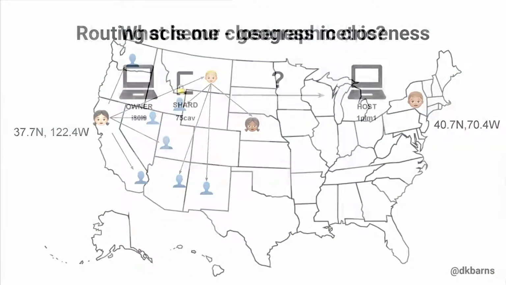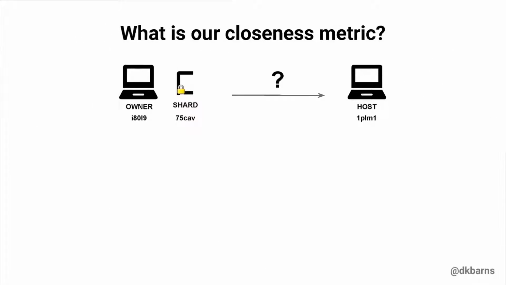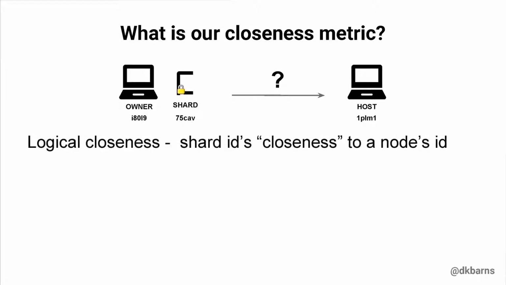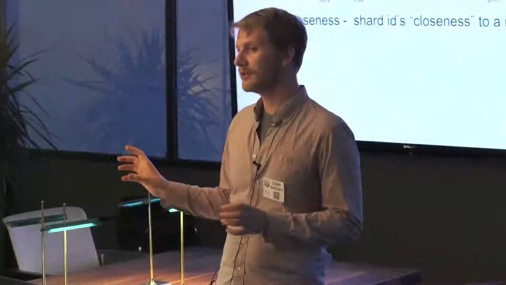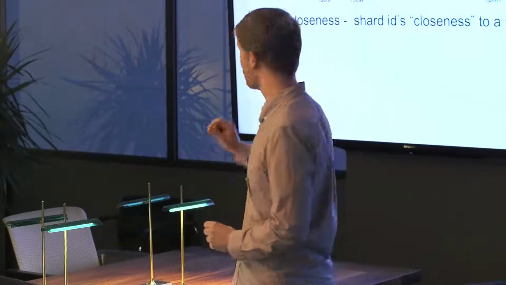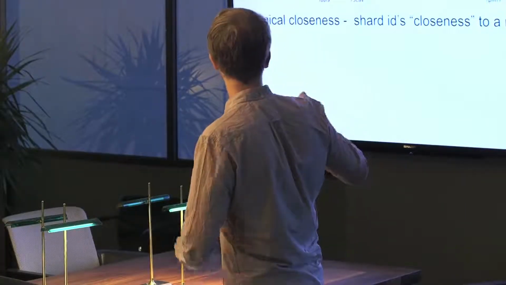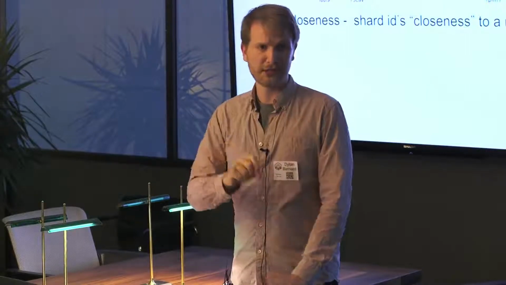So we're using a geographic metric for closeness. So let's think about a closeness metric for IDs. Our closeness metric is going to be logical closeness. So how we answer the question of where do we send a shard and to which node? We're going to send the shard to the closest node's ID to the original shard's ID.